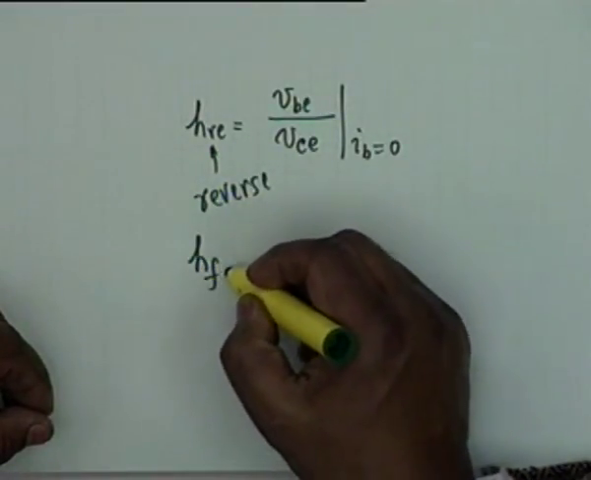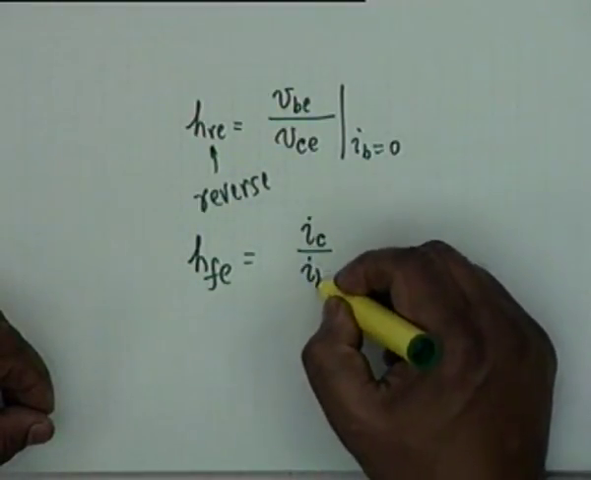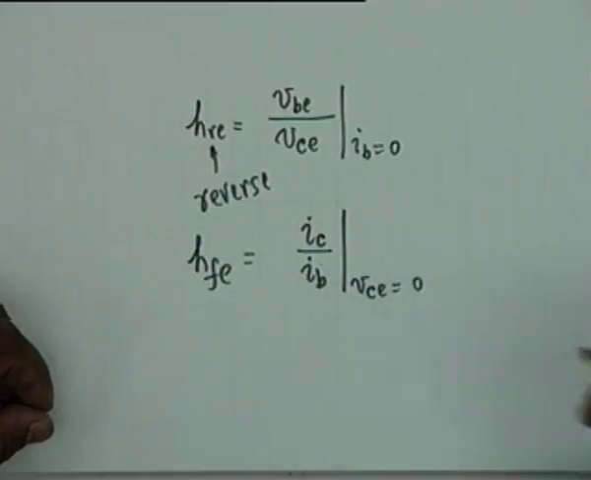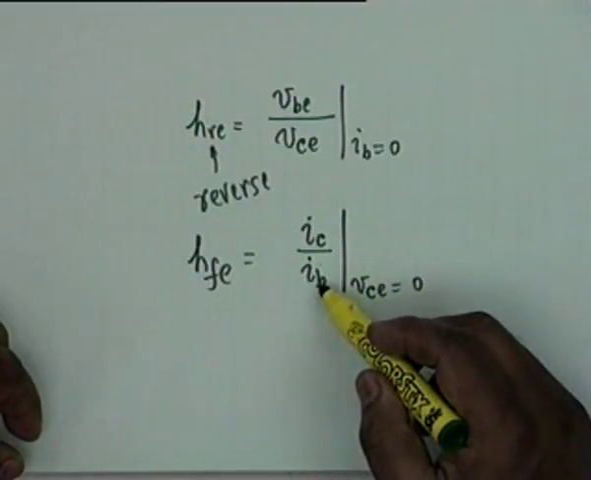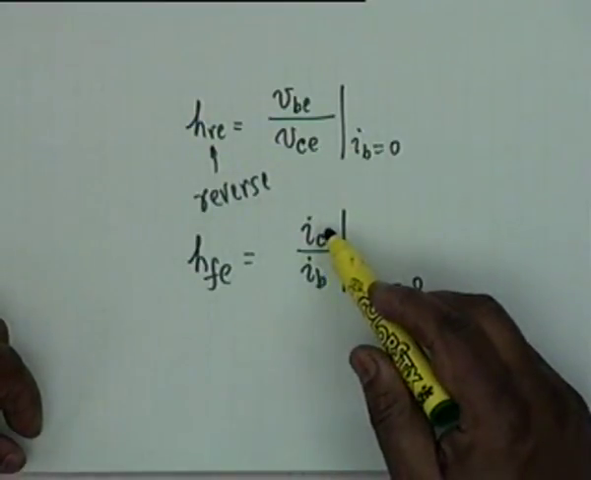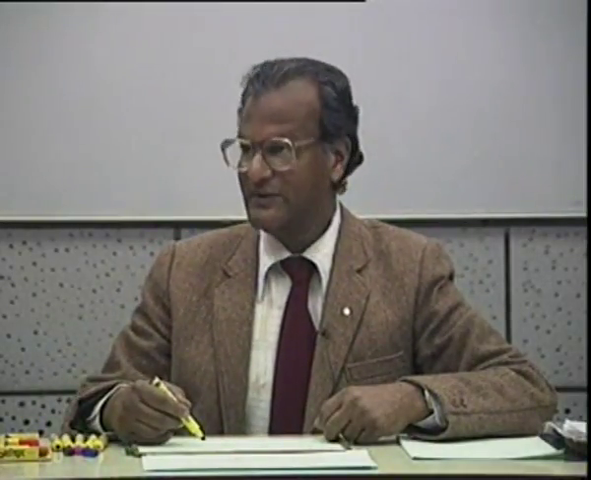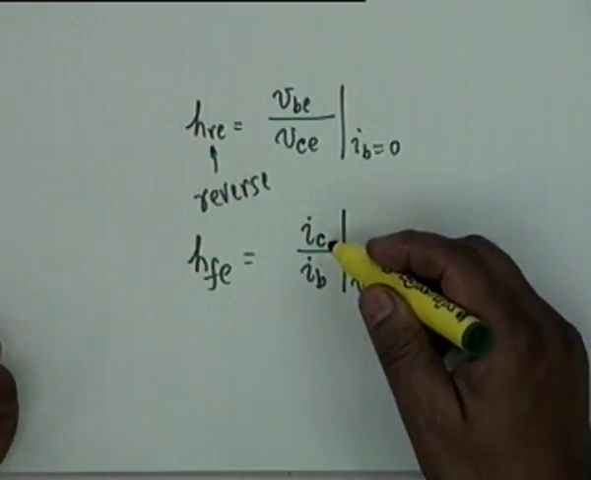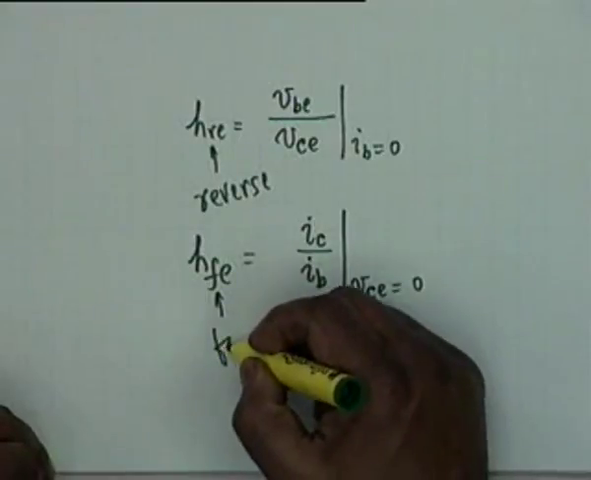And if you look at the other constant HFE, HFE, as you can see, is the ratio of IC divided by IB with VCE equal to 0. Now this is the ratio of two currents. What are the currents? The input is the base current and the output is the collector current, under the condition that the collector emitter port is short circuited as far as AC signals are concerned, and therefore this is a forward current transfer ratio, forward from left to right, and this F therefore stands for forward.